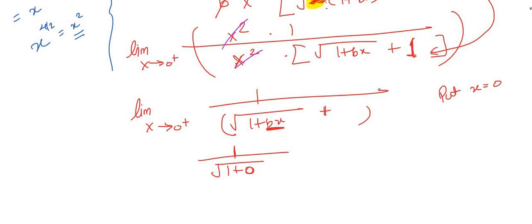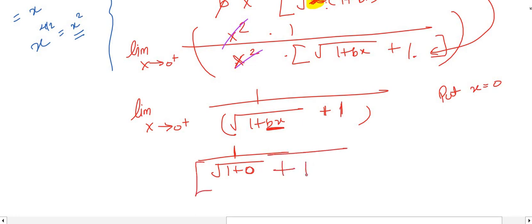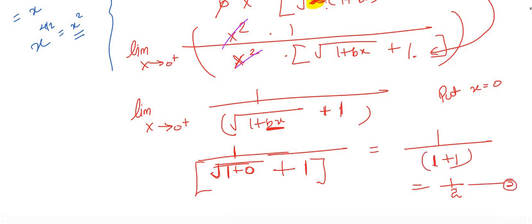This was root of 1. Root of... I'm sorry, just root x came out, so it is 1 only. So this is 1 only. So here I will get plus 1. Okay, plus 1. So what I will get is 1 by 1 plus 1, which is 1 by 2. So here it is root of 1, which is 1 only, and 1 plus 1 is 1 by 2. So this is my second answer, which I am getting as RHL. Okay, this was my RHL.